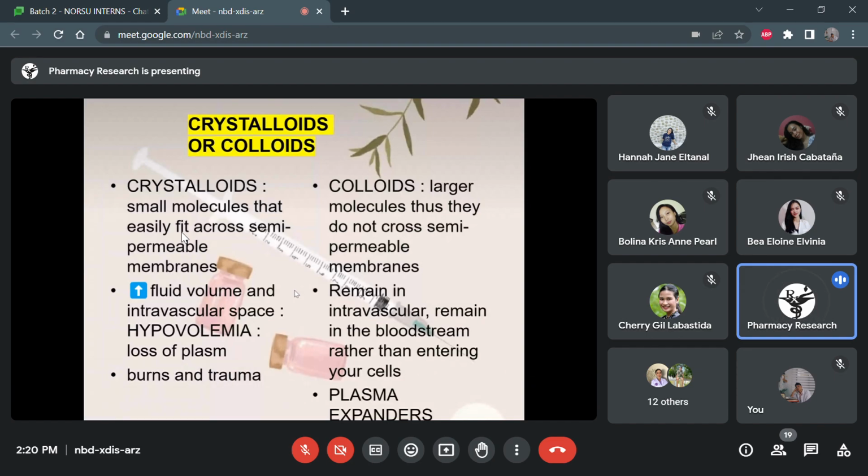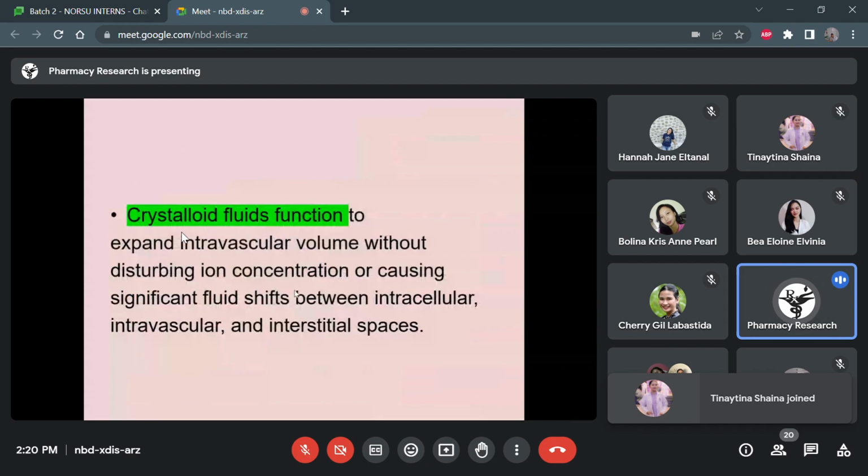So the function of crystalloids is to expand the intravascular volume without disturbing the ion concentration or causing a significant fluid shift between the intracellular, intravascular, and interstitial spaces. So their function is to normalize all the intracellular, intravascular, and interstitial spaces.